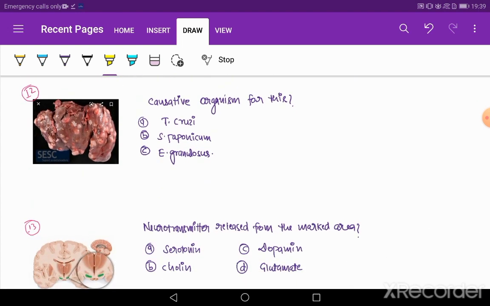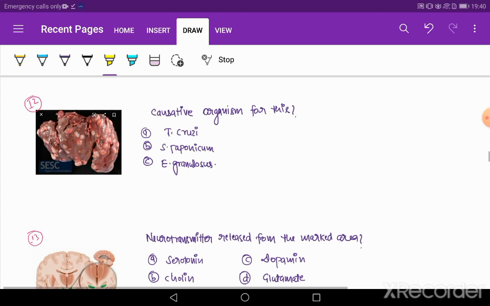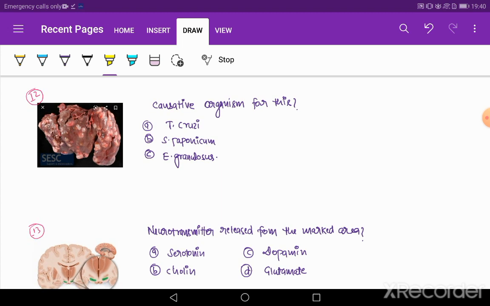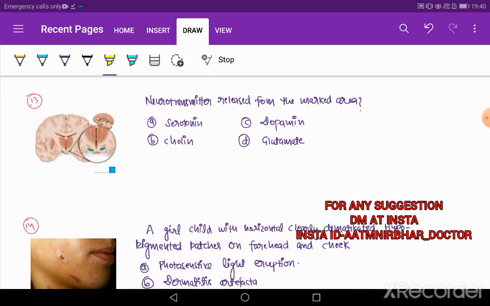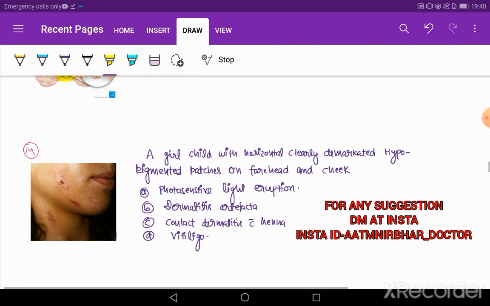Our next question is the causative organism for this. This is Echinococcus granulosus. Next question, neurotransmitter released from the marked area. This is dopamine, and the marked area is this one. I have already discussed these questions.